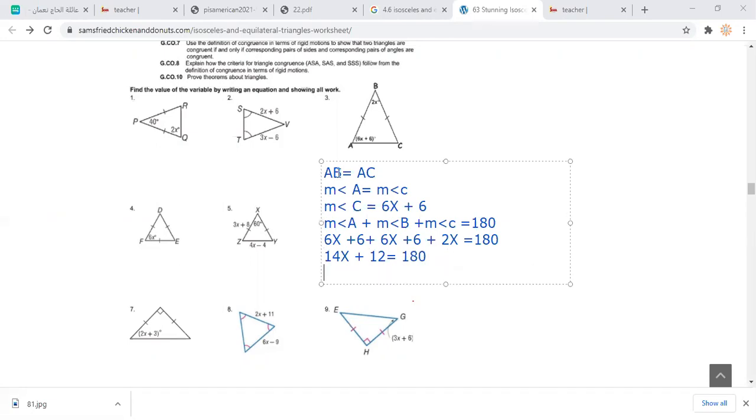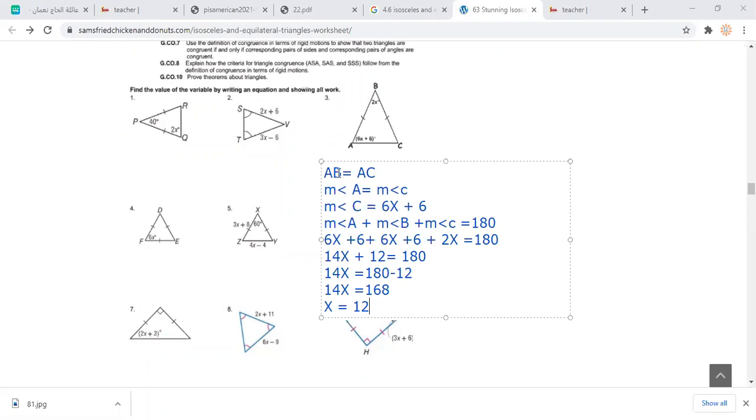Am I correct? So 14x equals 180 minus 12, which is 168. So we have 14x equal to 168. We will divide both sides by 14. x equals 12. So 168 divided by 14 equals 12. Okay, so this is the value of x, and he wants to find the variable, which means he is looking for the value of x.